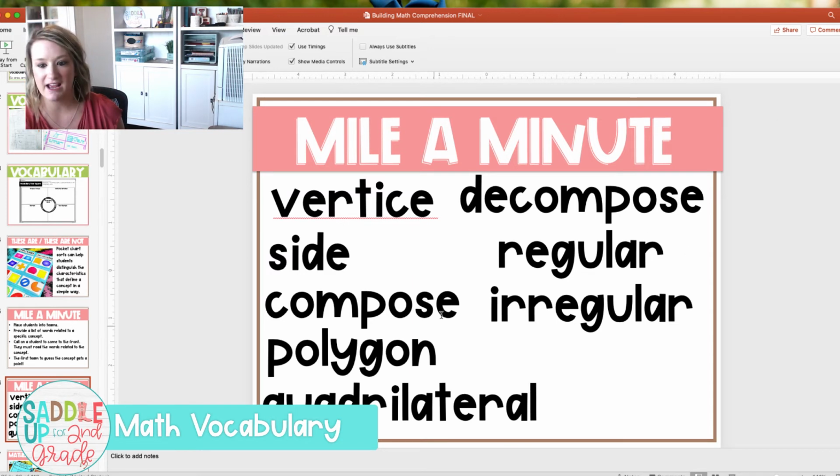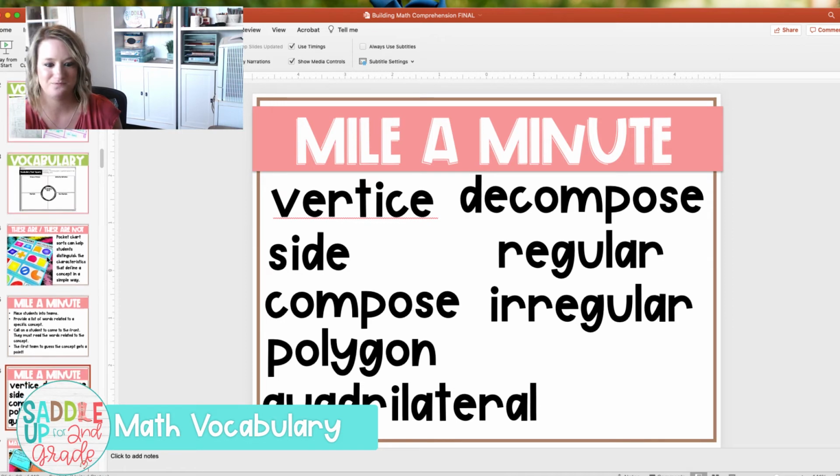Like I said, you can have all the words displayed like this at one time, or you can have them on index cards or on a blank PowerPoint and only show one word at a time. But this is a really fun one, and kids really like it.